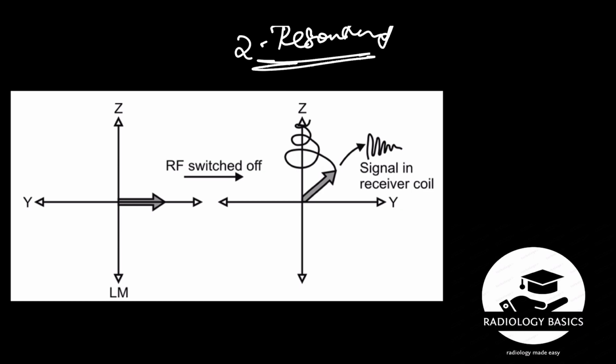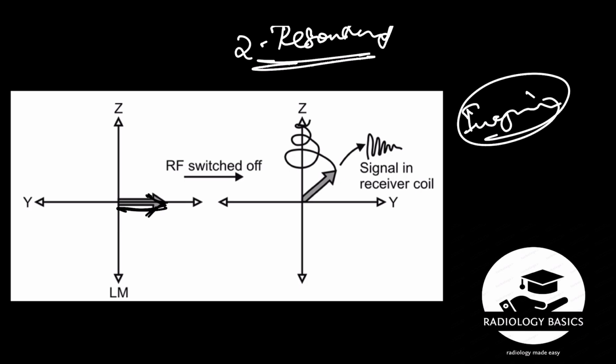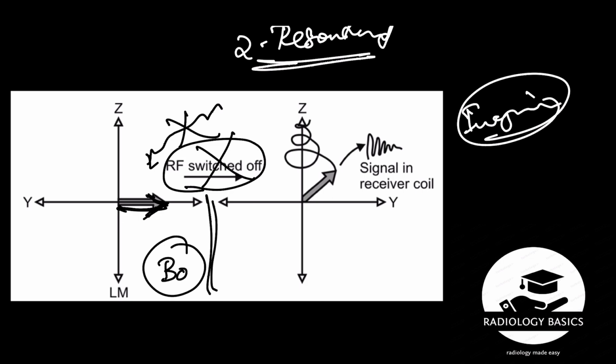Next we have the third component, image formation. How are we going to form the image? We know that the net magnetization vector is along the transverse direction. Now we are going to switch off the RF pulse which we gave before. Now what happens? Because B0 is along the longitudinal direction, it pulls back all the hydrogen atoms persisting in transverse magnetization towards the longitudinal magnetization. So there is an increase in longitudinal magnetization.